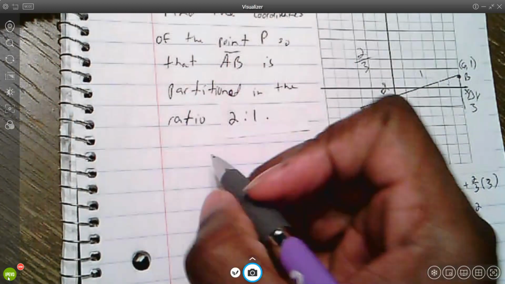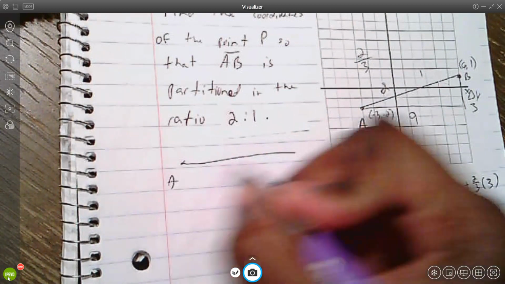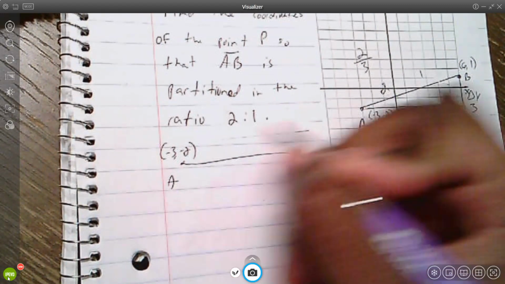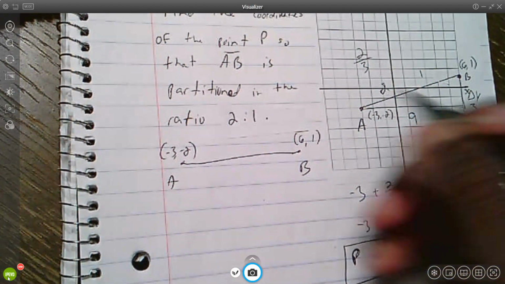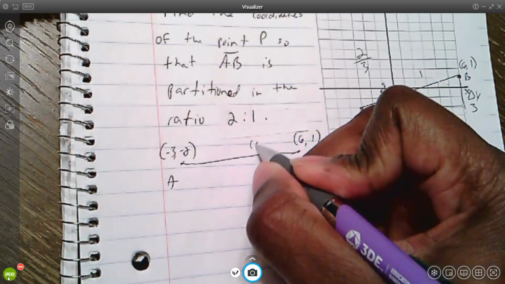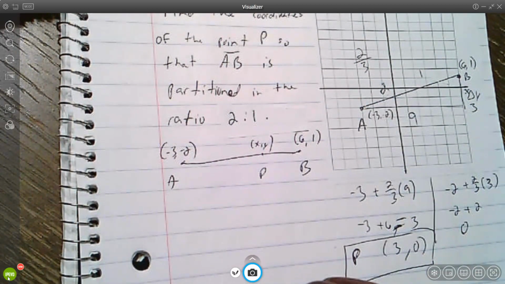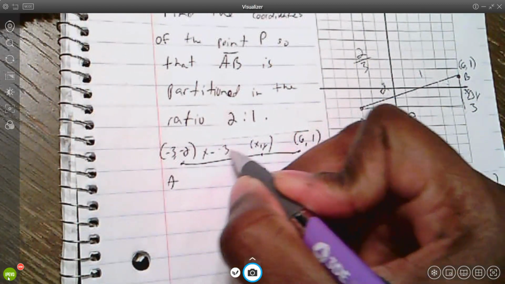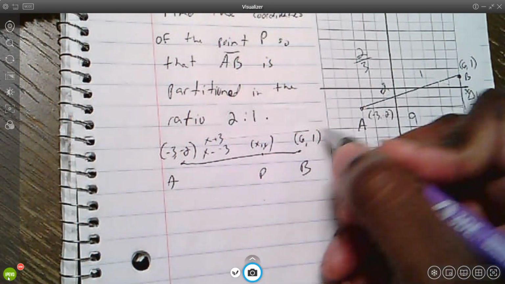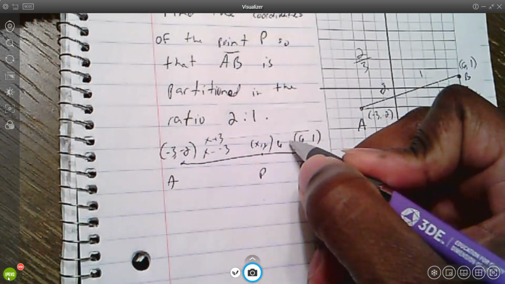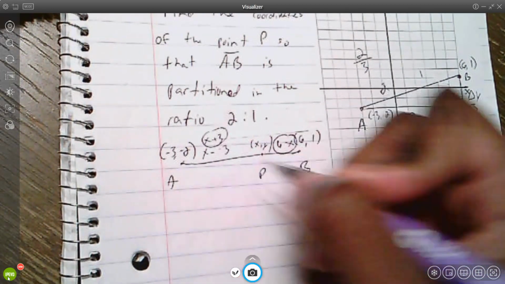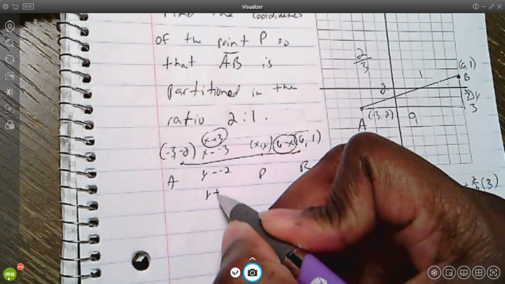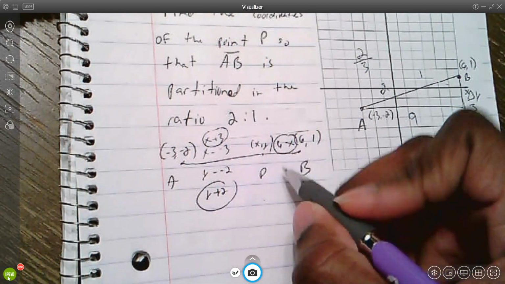The other way I mentioned was to take that segment, put A here, and put B on this end. A was at (-3, -2), B is at (6, 1), and P is someplace in the middle where it's unknown, (x, y). To find this distance, the change in x would be x take away -3, which is x plus 3, and this part would be 6 take away x. For the change in y, it'd be y take away -2, which is y plus 2, and then 1 take away y here.